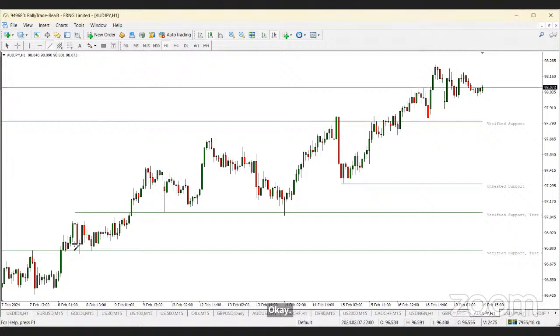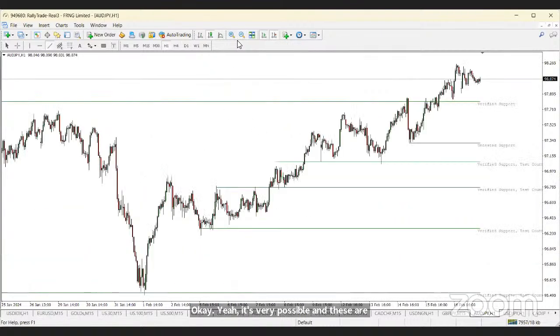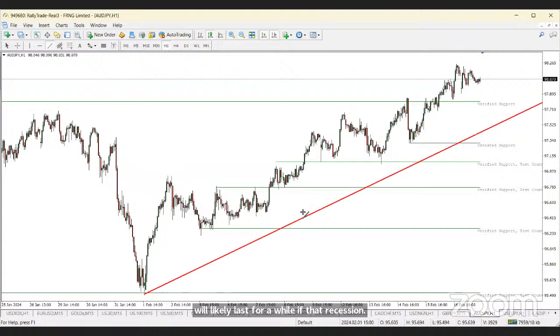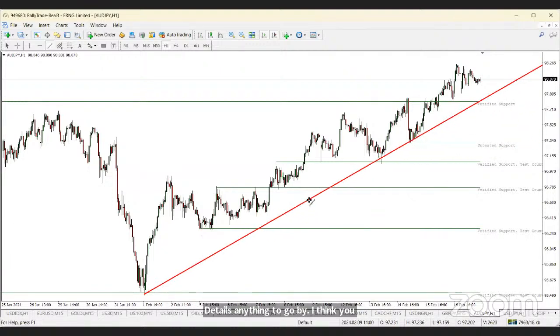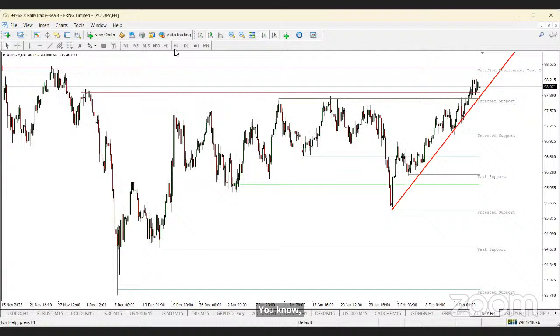These are buys that will likely last for a while if that recession data is anything to go by, up until they can fix it. Everybody has that issue, but it's all about who is the most affected. That's what we consider. You understand?